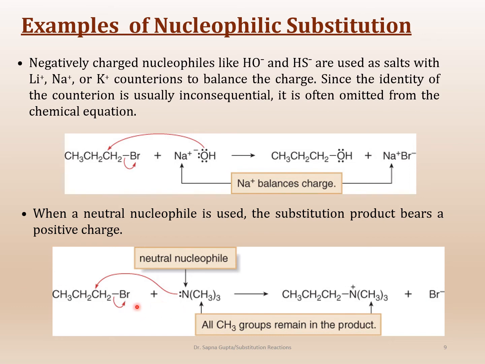So in this case, what happens? You don't have a counter ion, right? So when you get to the product, you end up getting something which has a formal charge. And so then bromide, which is the leaving group, becomes the counter ion.